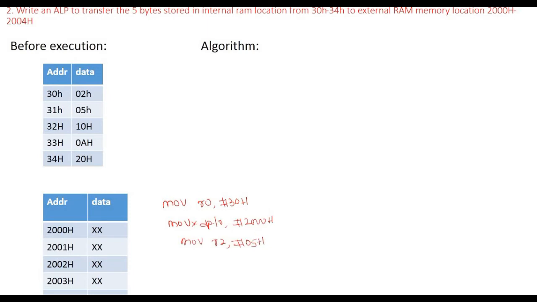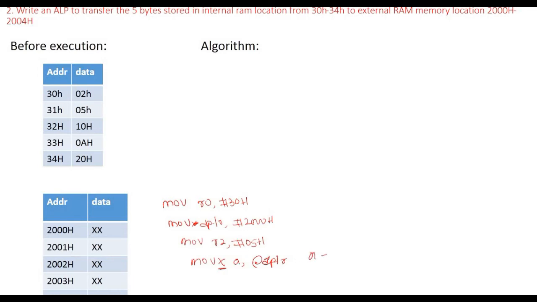Okay, right. And next we need to access the first data. So how to access the first data? We need to use MOVX. See, this X is very important. This X tells that we are accessing the data from the external RAM location. So that is MOVX A, @DPTR. So what happens when this instruction is executed?